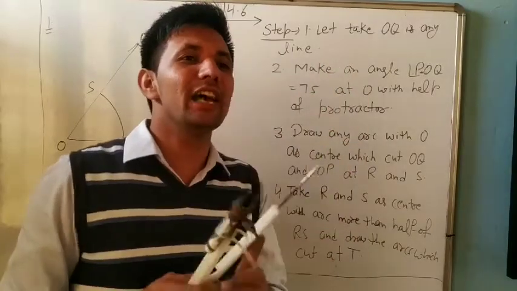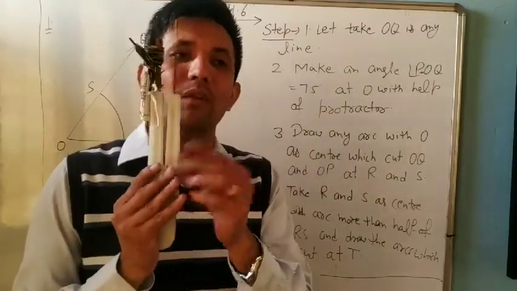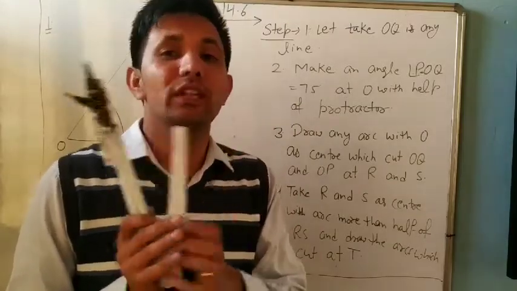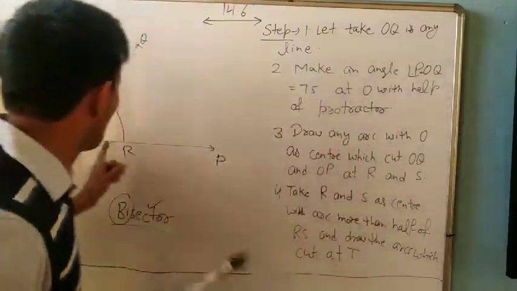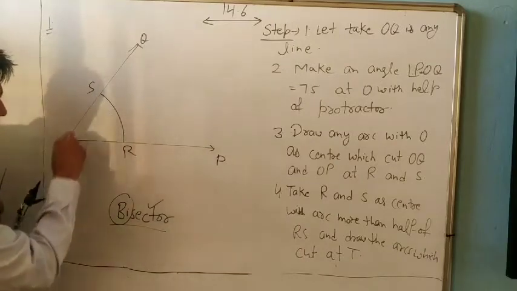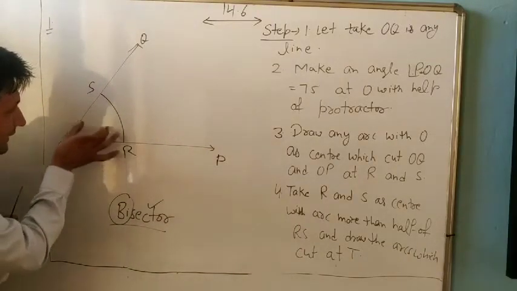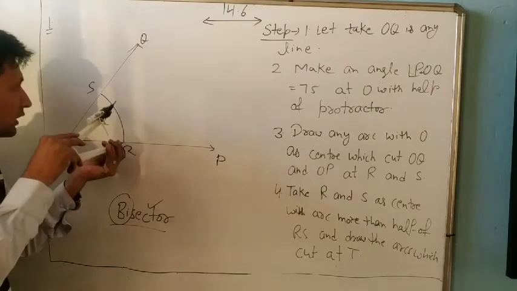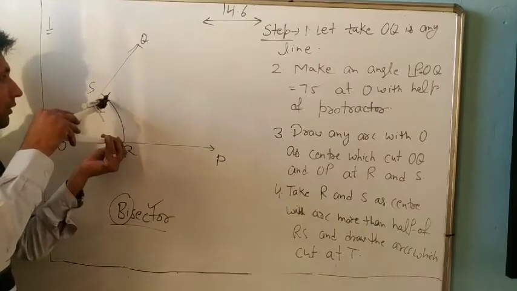Bisector of OSR. Bisector means divide into two equal parts. We will open the compass more than half of the angle. OSR is an angle. So put the pointer at R and open more than half. Is it more than half or not?